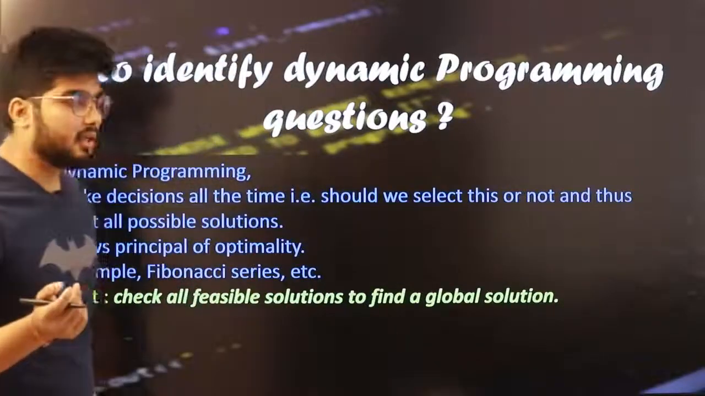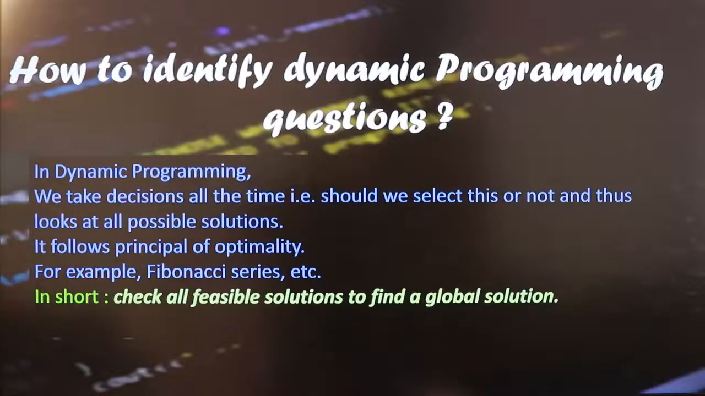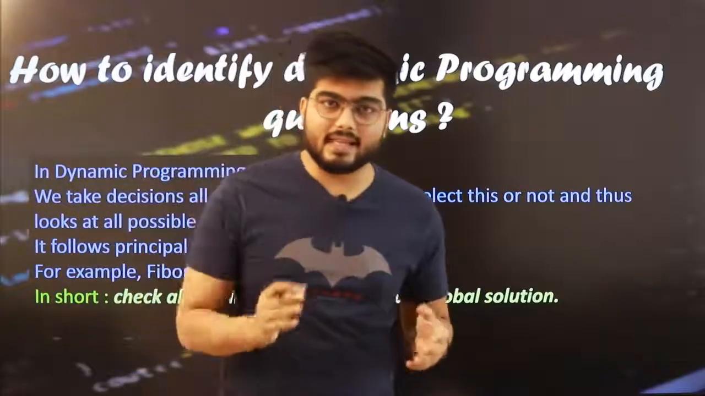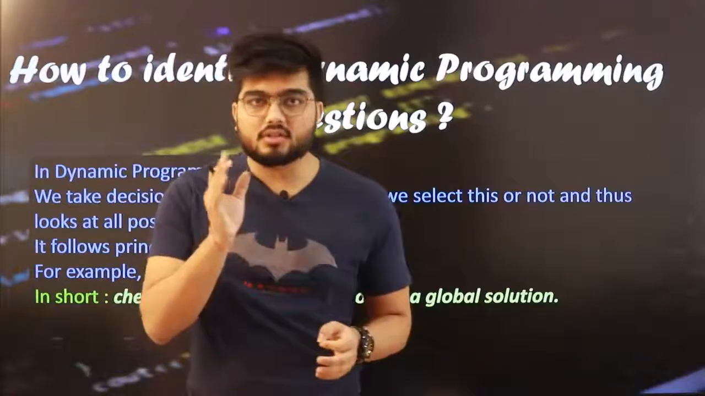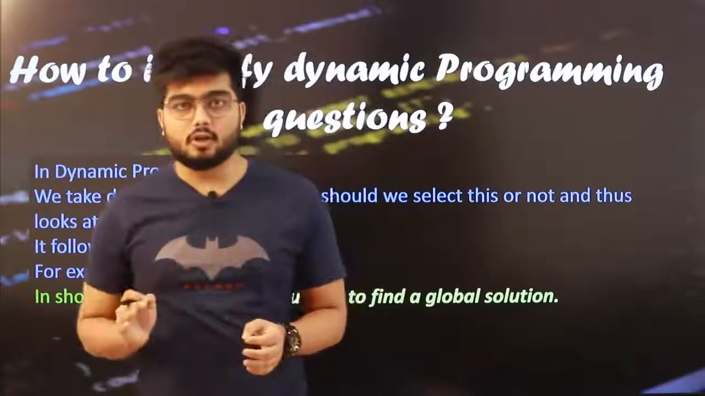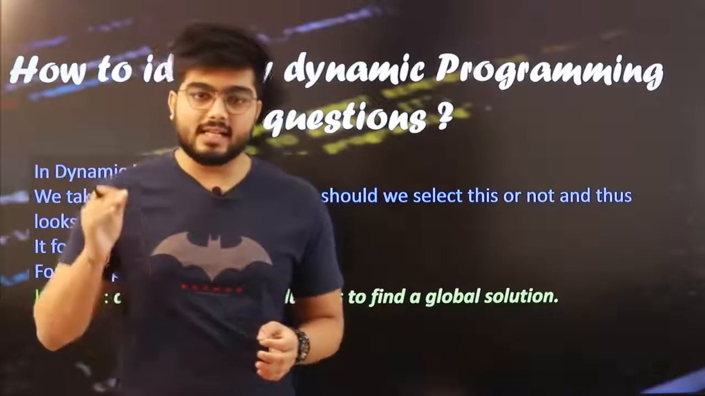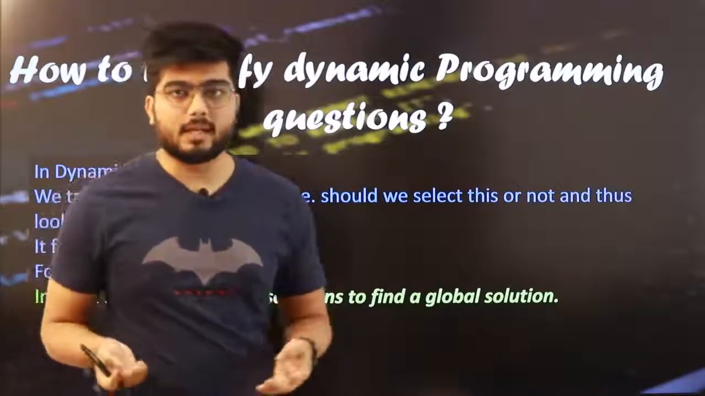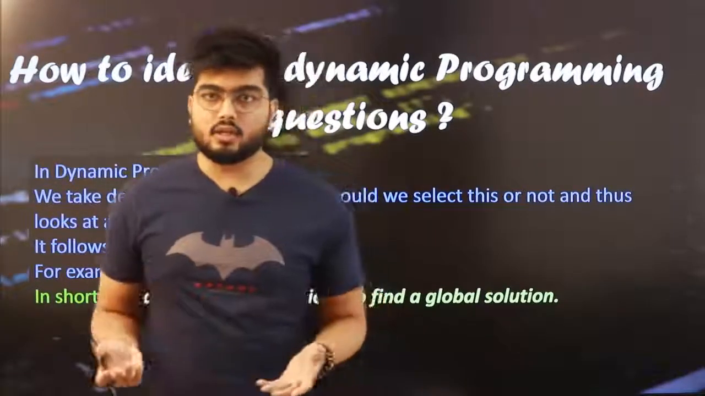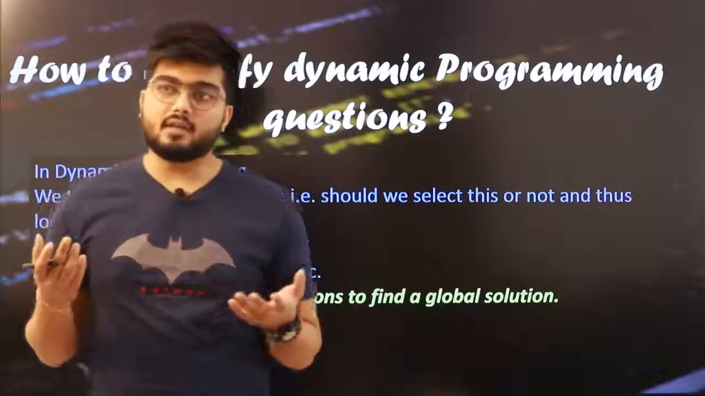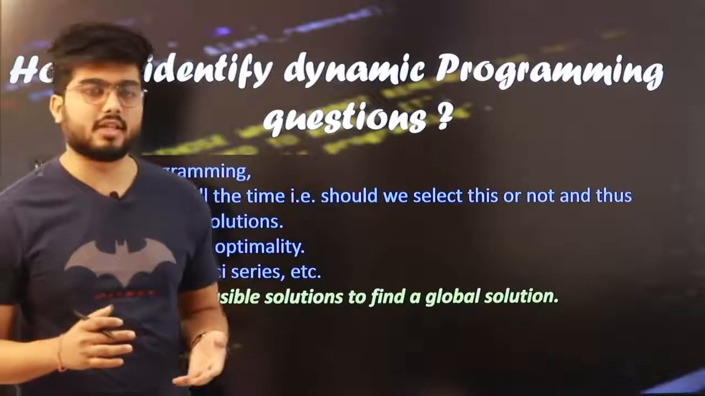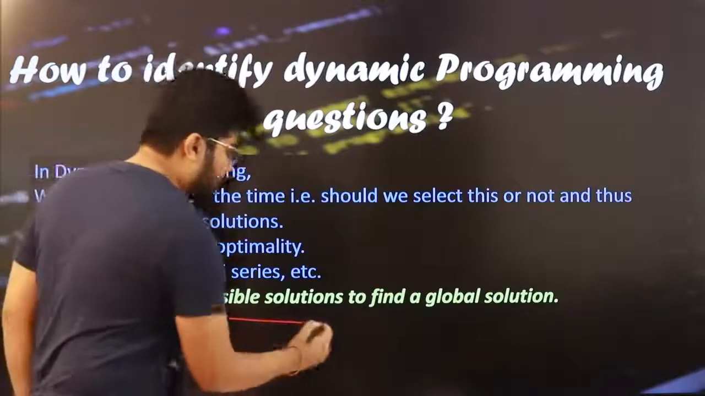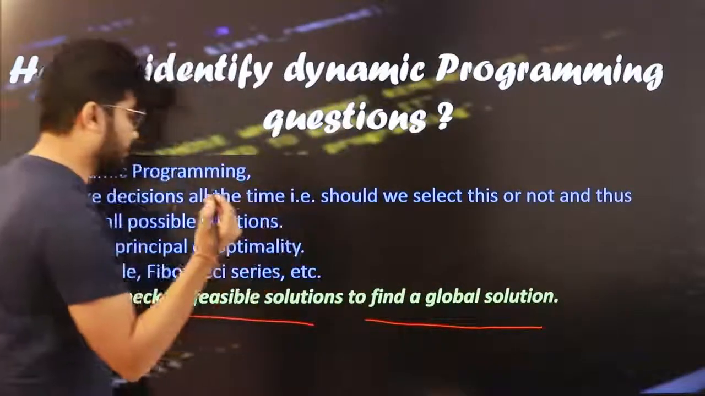Now what is dynamic programming? In dynamic programming, basically you keep taking decisions all the time. So for every item you have to either select it or reject it. And to put it differently, you will see every possible solution. You're going to see all the feasible solutions for that particular question and check whether this is the best answer or not. So we have so many examples, whether it's 0-1 knapsack, subset sum, or matrix chain multiplication (MCM), and then we have unbounded knapsack and lots more. We are going to see all those things. So the bottom line: all feasible solutions lead to finding a global solution.